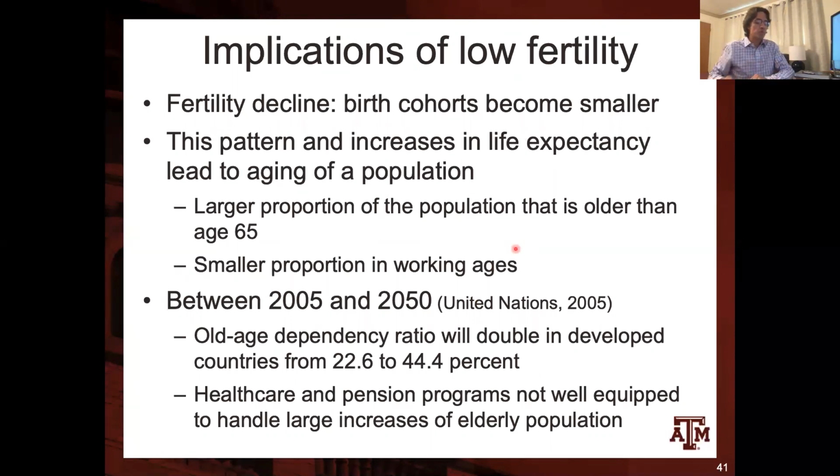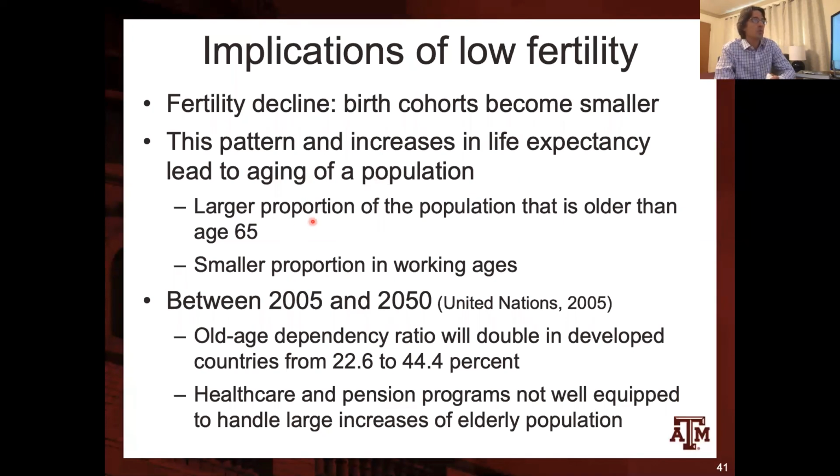Why is it important to understand low fertility levels for all these different countries? With fertility decline, the birth cohorts become smaller, so the number of children in that population becomes smaller. This pattern, and then increases in life expectancy, lead to an aging population. So you have fewer children being born, and people living longer. You have higher life expectancy, and that will cause the population to get older.